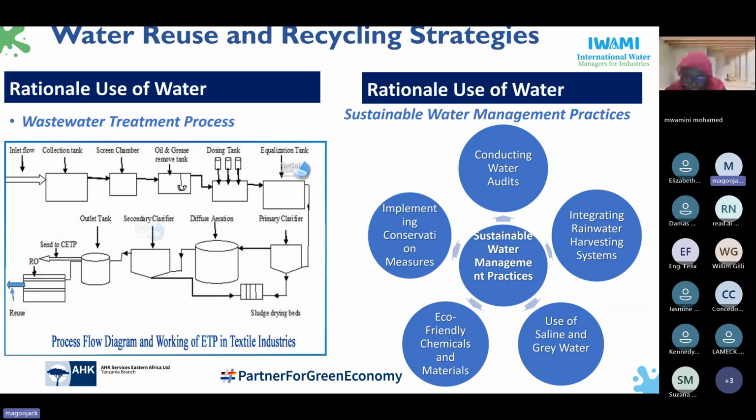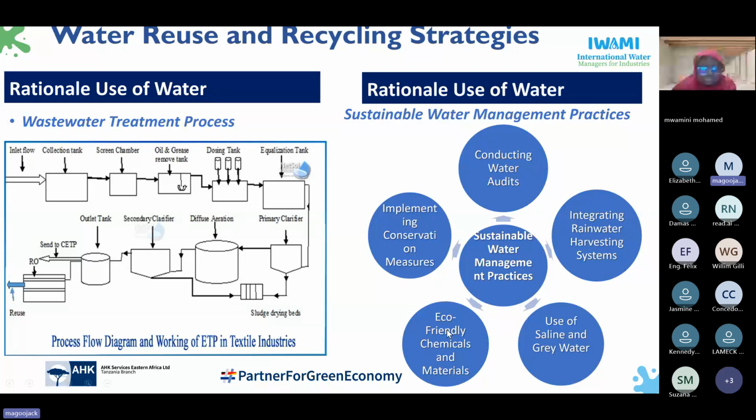Also, we need to integrate rainwater harvesting systems. This one will ensure that we maximize the amount of water we get, with access to alternative sources of water for the industrial activities. Also, we can adopt the use of saline and gray water. This one cannot be used directly, but it can be used after being passed into treatment to remove the amount of salt that can be present.